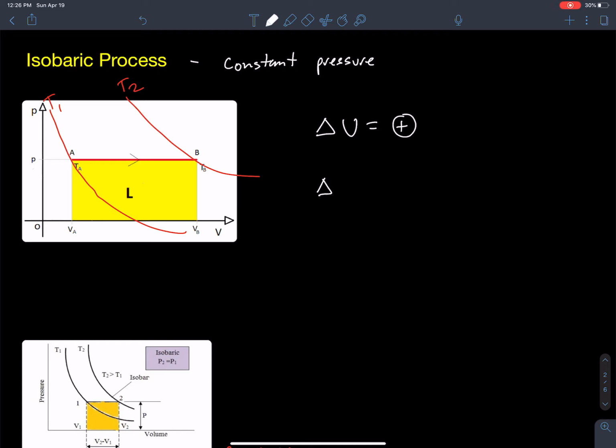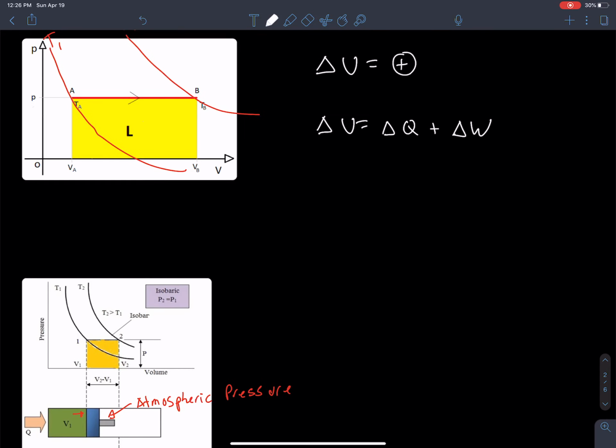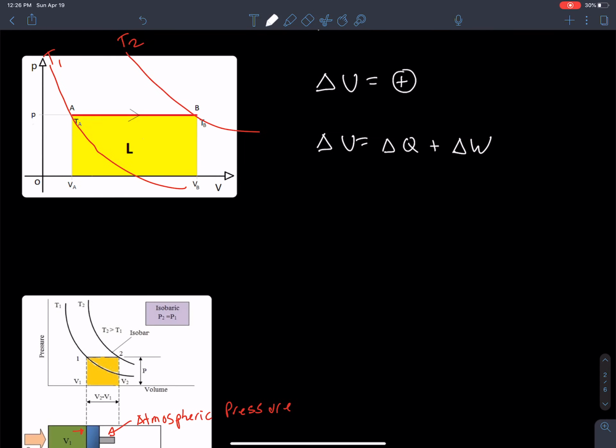So looking at this, delta U is equal to delta Q plus delta W. We can try to figure out how to calculate the work being done. So how would I look at this graph and try to figure out how much work was being done by the system on the environment? Well, that's not so difficult because the pressure stays constant and the change in volume is here. So the work is going to be equal to pressure times the change in volume.